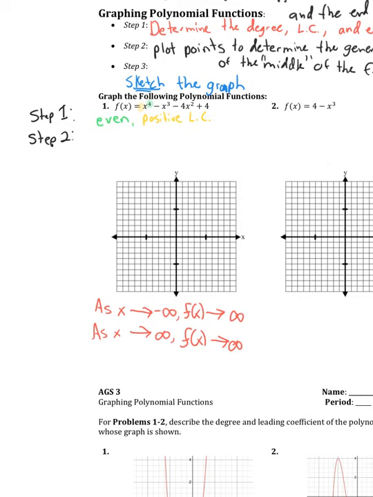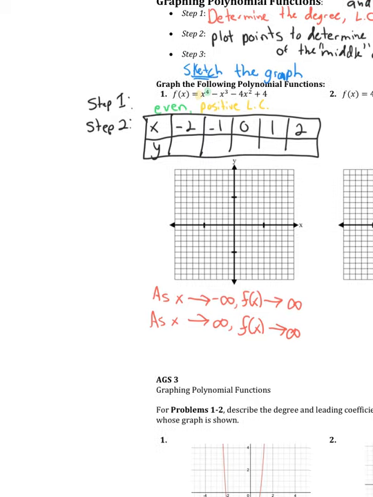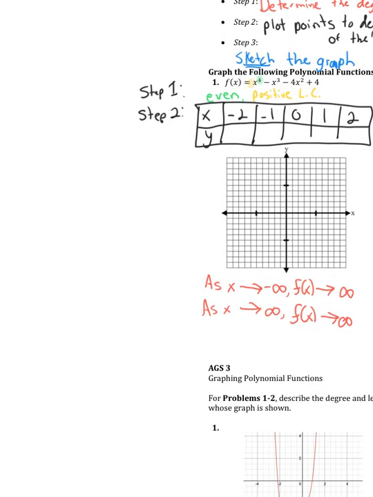Step 2, we'll create a little XY table. And we're going to plot a few points. Let's do -2, -1, 0, 1, and 2. And for step 2, we'll plot a point for y. I'm going to show you guys how to do this by hand, just in case. Odds are, though, you can probably do this on Desmos. But just so you can justify why your answer is coming out the way it is.